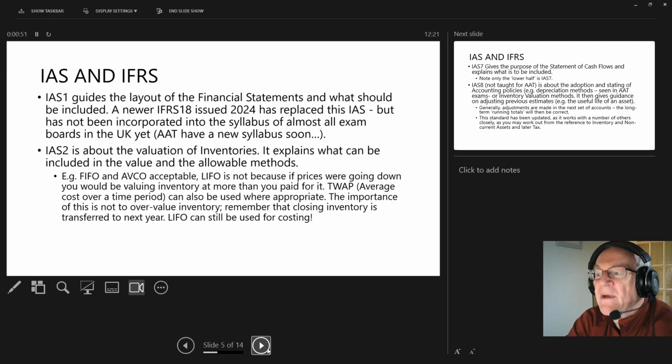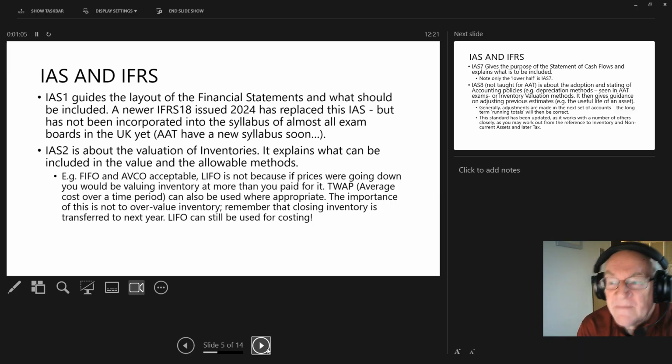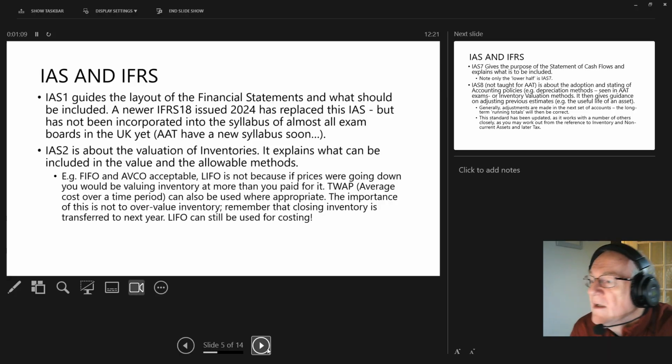It's about the valuation of inventories in the accounts. What can be included in the value, in other words, some stock, finished goods or otherwise, sat on a shelf, how you can cost it up, and the allowable methods. So this is the one that tells us FIFO and AVCO are acceptable. LIFO isn't. If prices were going down, we'd value inventory at more than we actually paid for it. That's why it's not allowed.